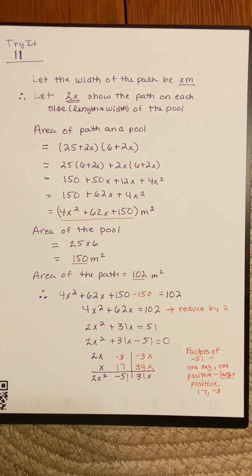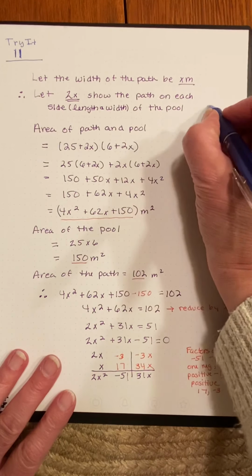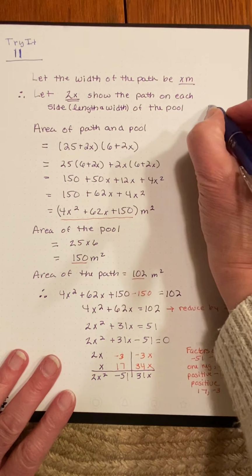Let 2X show the path on each side of the length and the width of the pool. So remember, you have a pool, and then you have a path around it.